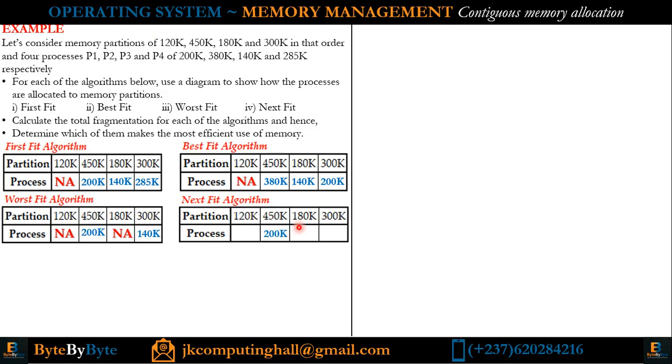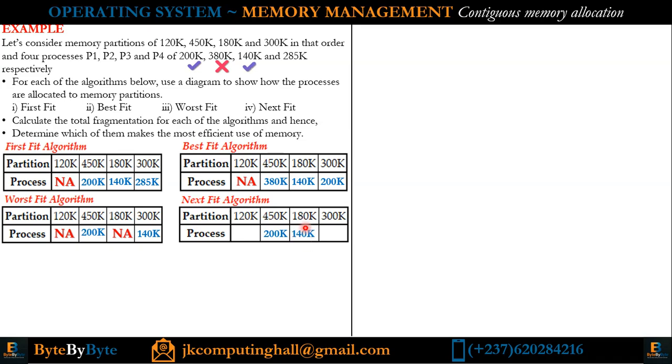380k, we start from here, not possible, we come here, not possible, we come back, not possible. So there is no partition that can take the 380k. Then we have the 140k. We start from where we ended, so we are starting at this level. Can 180k accommodate? Yes. So 140k enters here and it is okay.